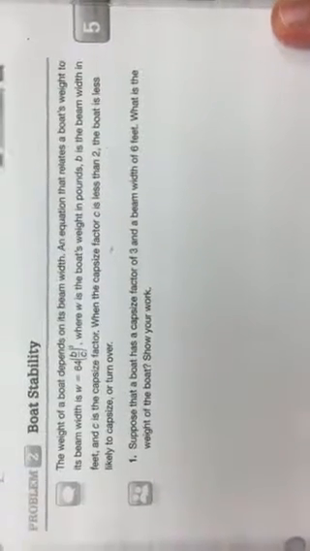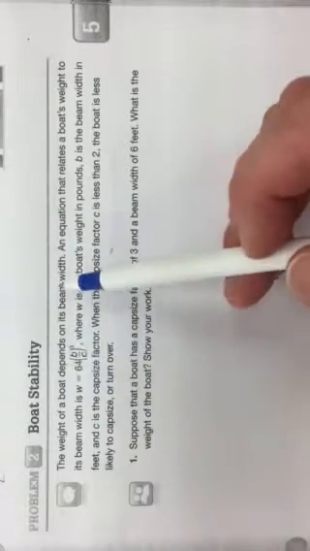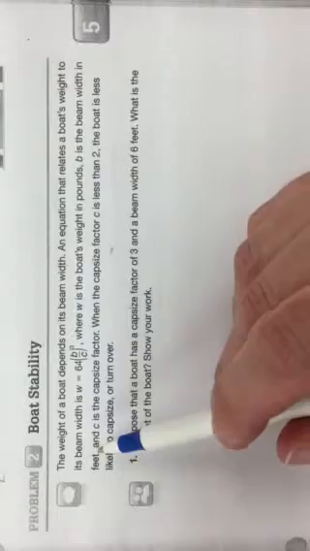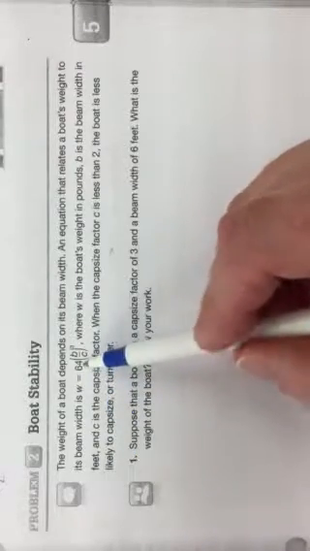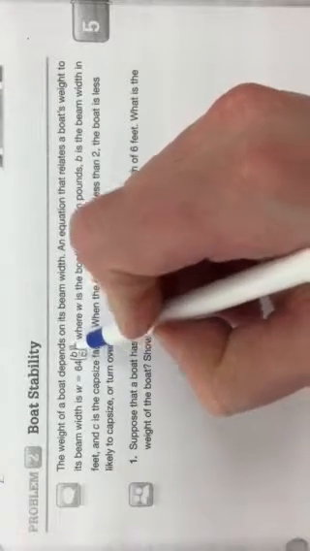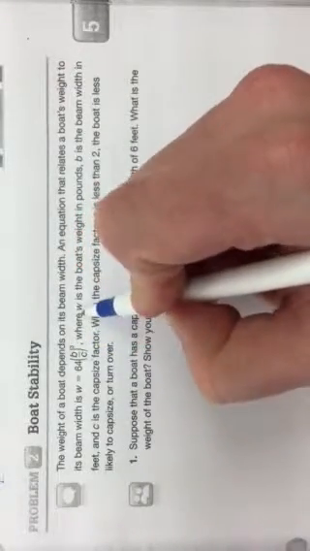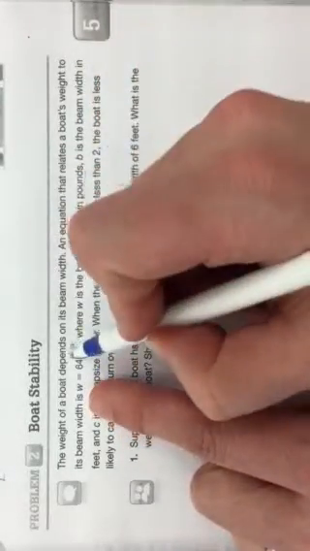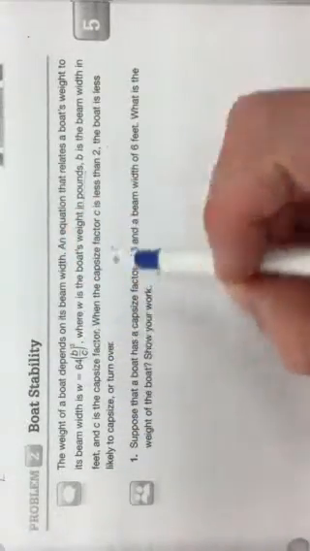Okay, now we're going to look at problem number 2, dealing with exponents. This is on boat stability. So the problem says the weight of a boat depends on its beam width. An equation that relates a boat's weight to its beam width is W equals 64 times the quantity of B over C to the third power, where W is the boat's weight in pounds, B is the beam width in feet, and C is the capsize factor.